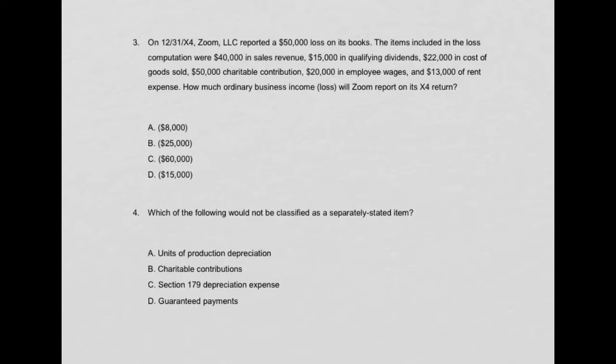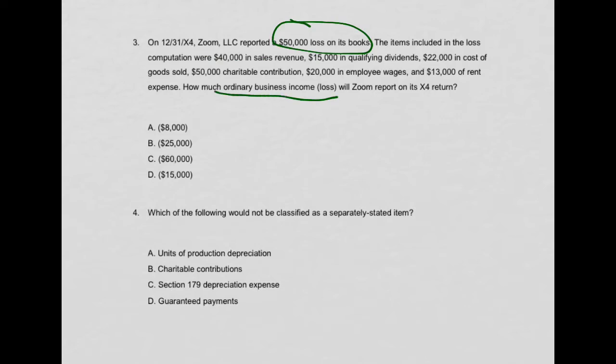1231X4 LLC had a $50,000 loss on its books. Included in the computation were sales of 40, 15 in dividends, 22 in cost of goods sold, 50 in charitable, 20 in wages, 13 in rent expense. How much is ordinary business income or loss? Okay, so this tests your separately stated items. Theoretically, the computation of the net income to be passed through to the owners is not separately stated because we don't do every line item. We net it all together, but nevertheless, it's still sort of separate from other issues. So we have to see what its ordinary business income or loss is.